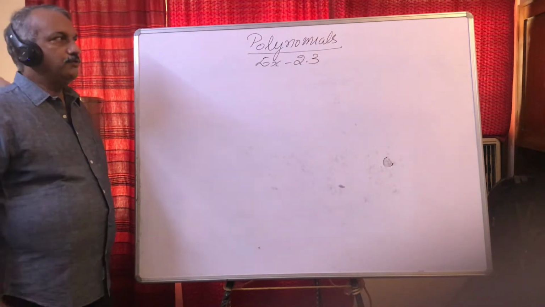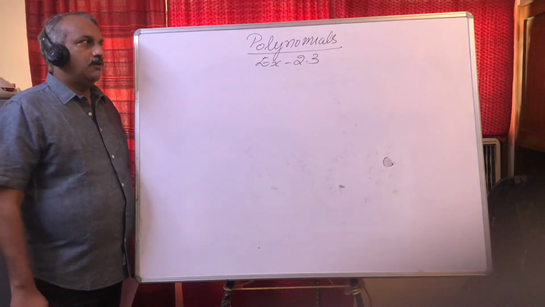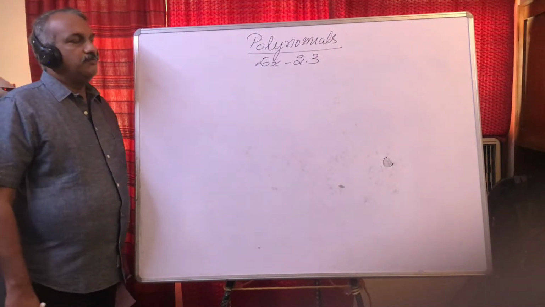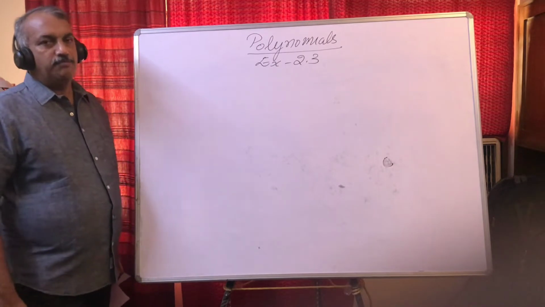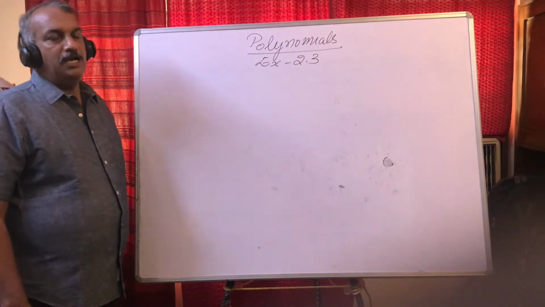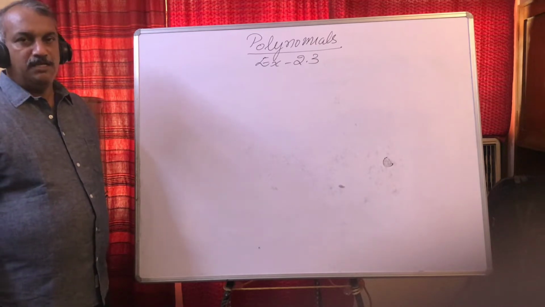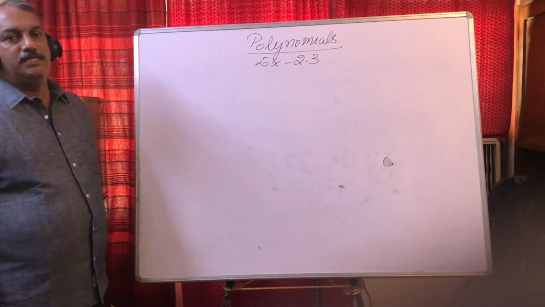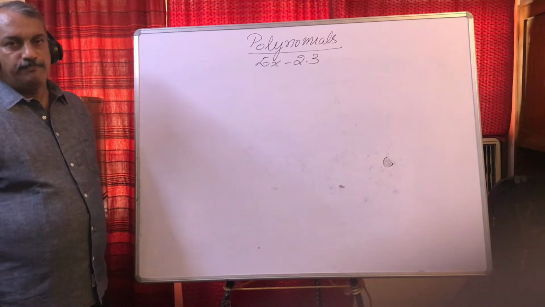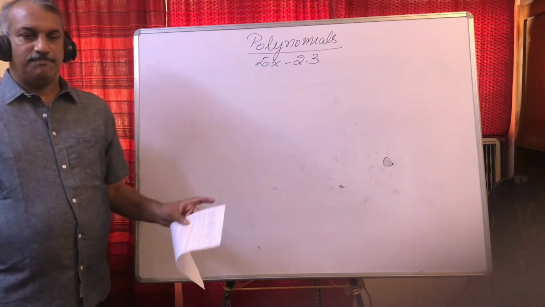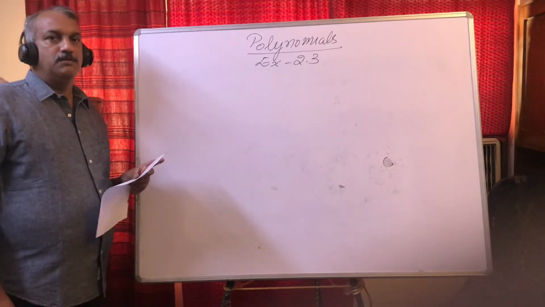Now today we are going to discuss the last exercise of polynomial, that is exercise 2.3. In this we will learn how to divide a polynomial by another and find the quotient and remainder. Again, if the remainder is equal to 0, we will write it is a factor also. So I copied it on a sheet of paper because the print is not clear in the book.